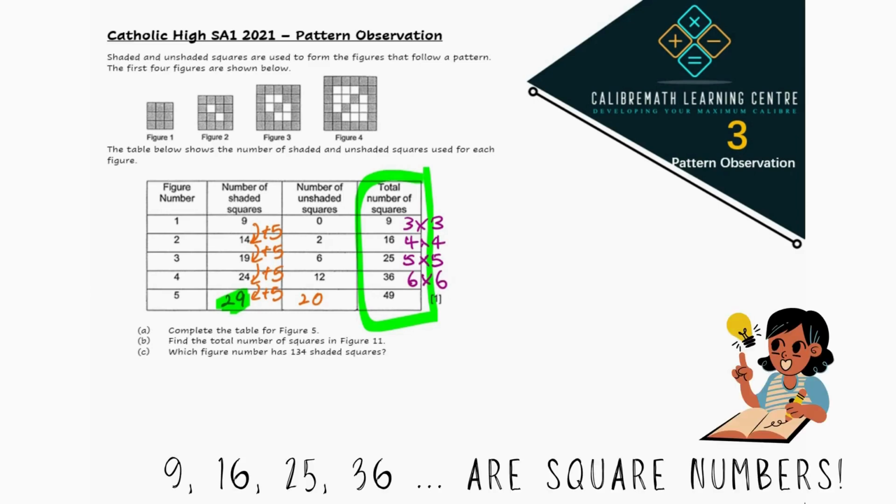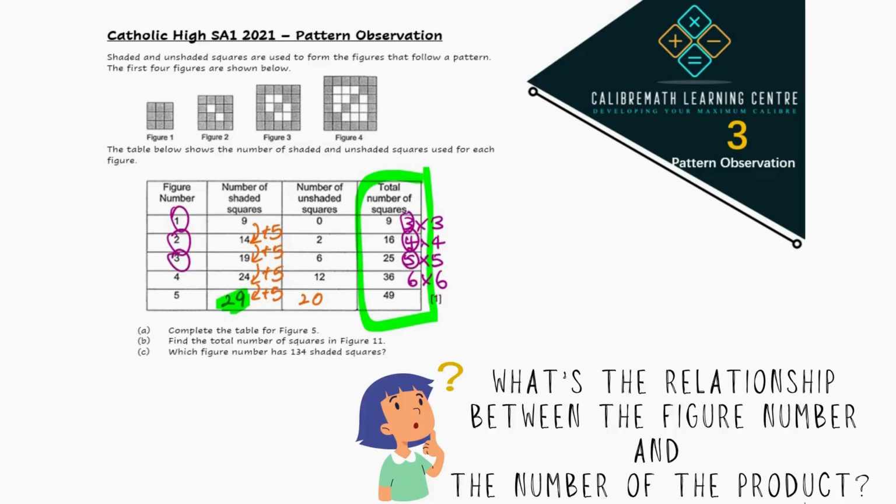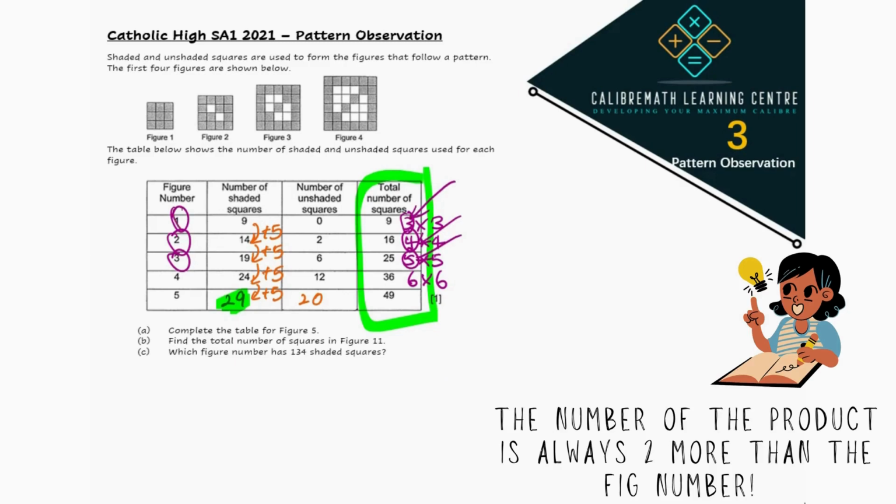Let's look at the square number with relation to the figure number. So when it's figure 1, we have 3 times 3. And when it's figure 2, we have 4 times 4. And when it's figure 3, it's 5 times 5. Did you observe that the number over here is always 2 more than the figure number that it's representing?